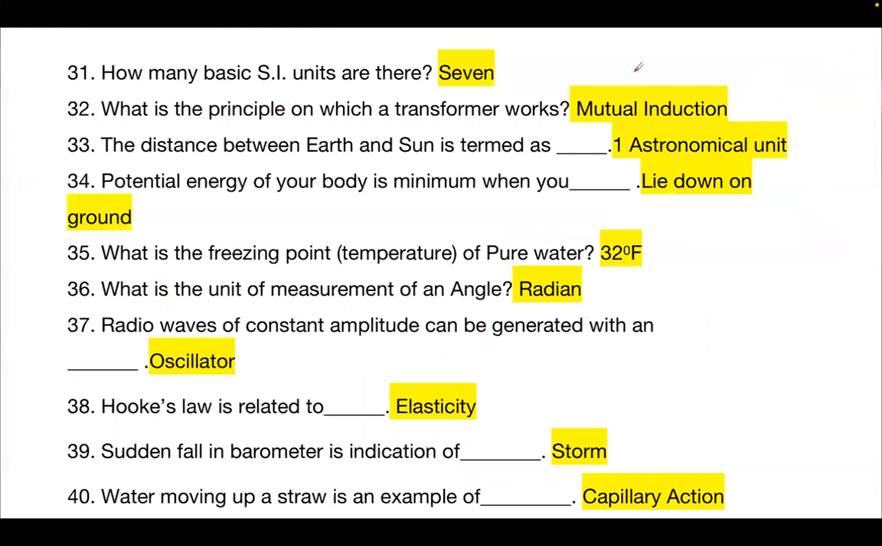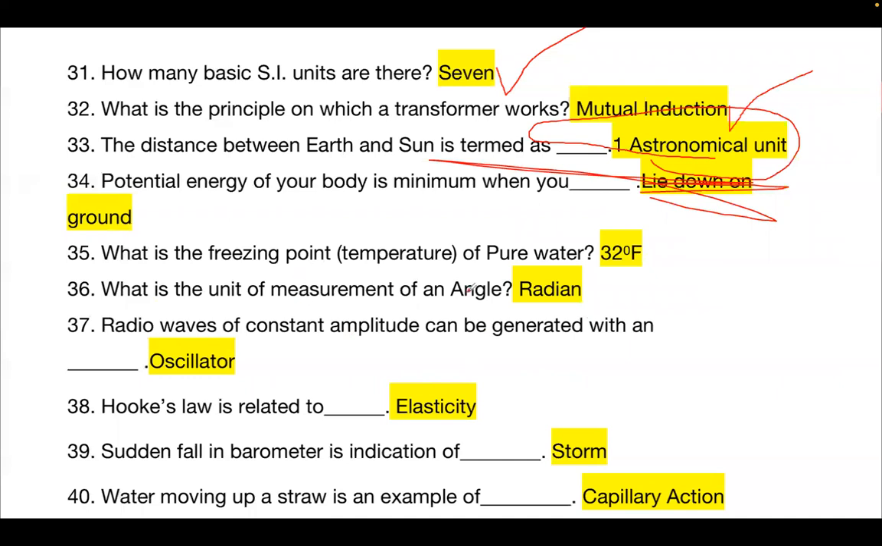How many basic SI units are there? So there are about 7 SI units. What is the principle on which a transformer works? So transformer works on the principle of mutual induction. The distance between the Earth and Sun is termed as 1 astronomical unit. Okay. So distance between Earth and Sun will be 1 astronomical unit. So potential energy of your body is minimum when you lie down on the ground.